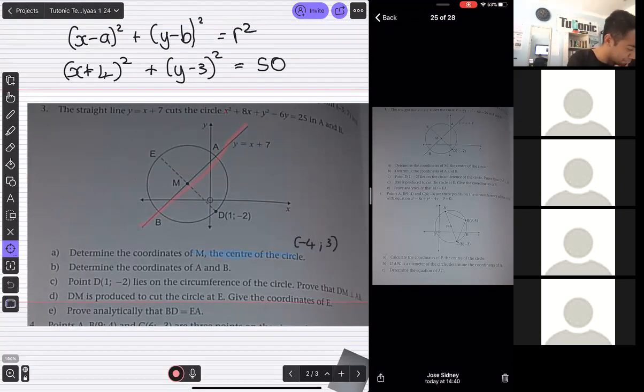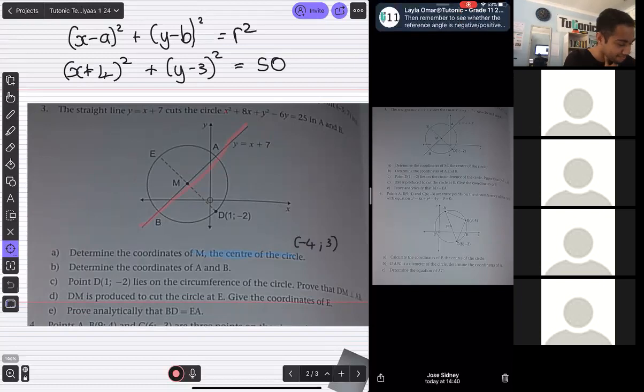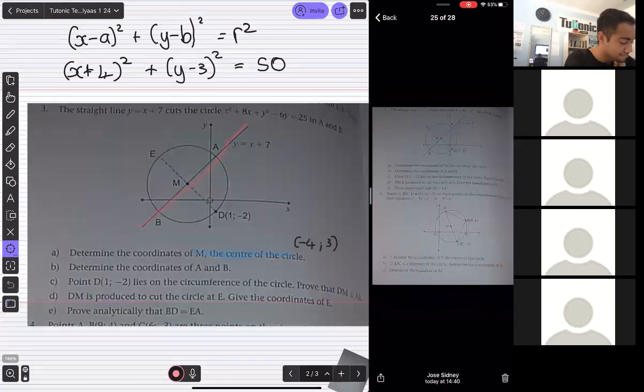What is happening at A and B? It's a straight line. I'm not sure, but I think to determine the coordinates, we must substitute y = x + 7 into x squared plus 8x plus y squared minus 6y equals 25. Not sure though. So you're right, but I want you to tell me why.